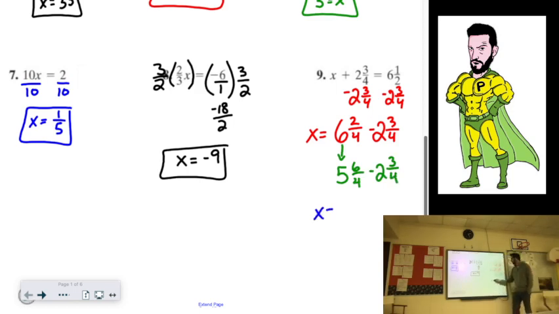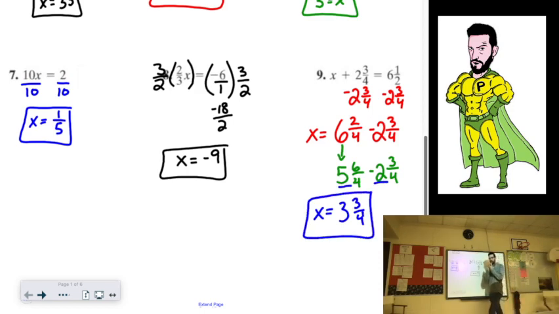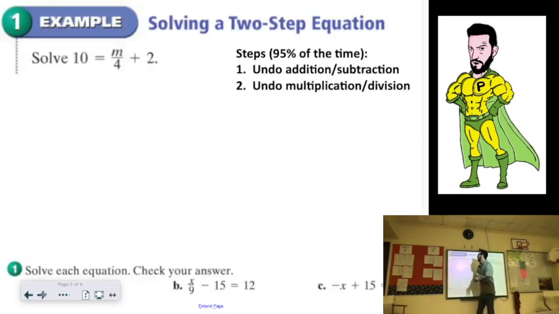Alright, so we got 5 minus 2 is 3, 6/4 minus 3/4 is 3/4. So 3 3/4. Today, ooh, 2-step equations. Wow. Now these are the steps for nearly every problem. We're going to undo addition and subtraction first, and then we're going to undo multiplication and division second.